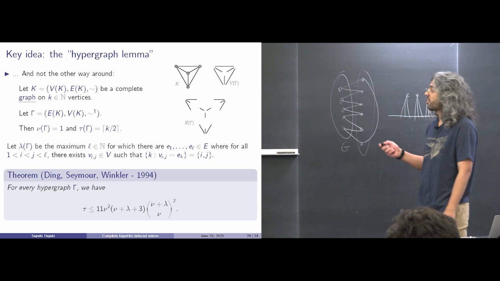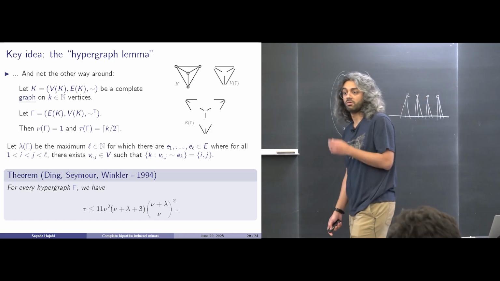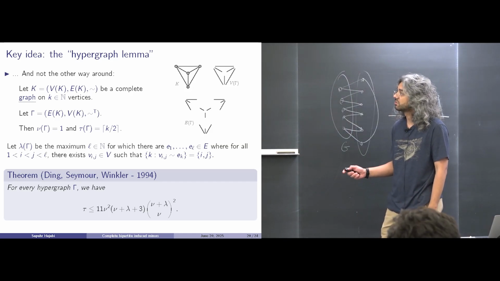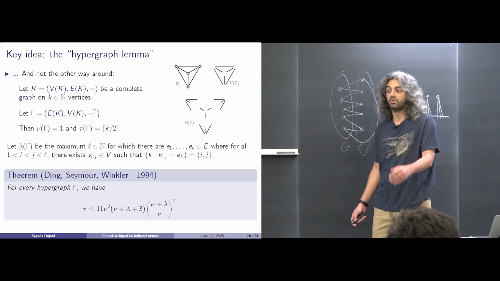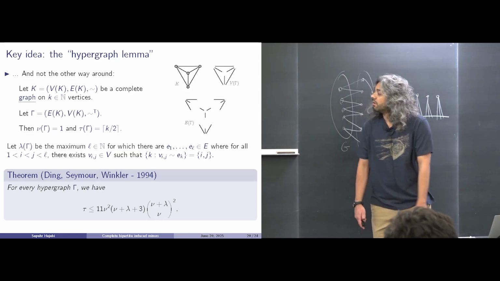And they prove that if your hypergraph has no big matching and also this parameter lambda is bounded, then it does have a small vertex cover. So in some sense, this dual hypergraph of a big complete graph is the only counterexample to no big matching implies small vertex cover.